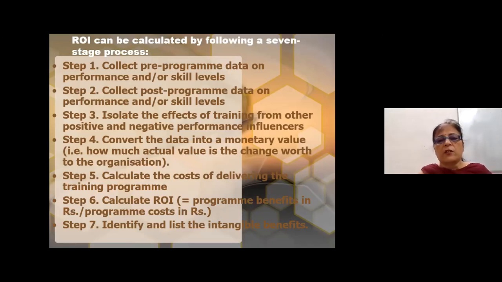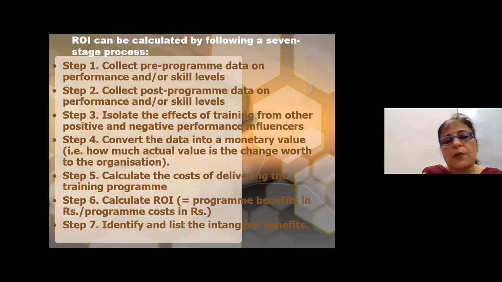That is the reaction that you get and how the performance has improved. Not just the reaction, but at the job level also. What is the increase in performance? And if you remember, we discussed some of the instruments earlier: observation, interview, questionnaires, tests you can do to collect such information.